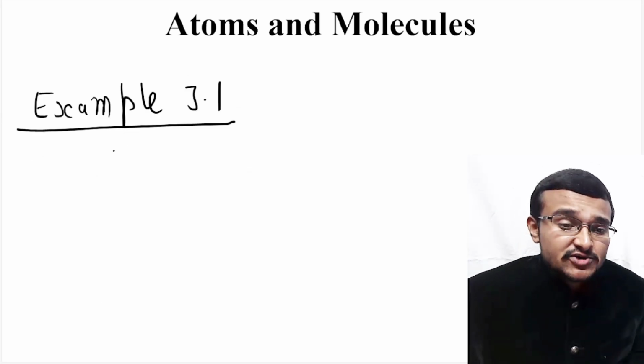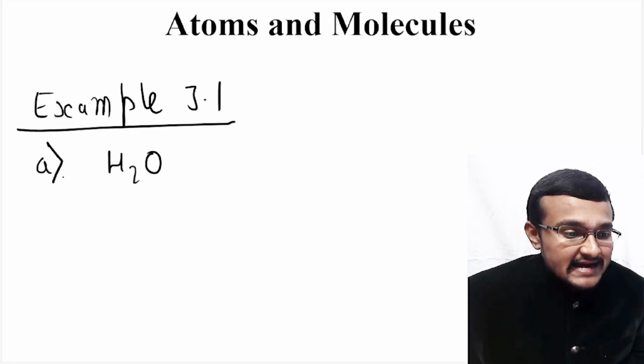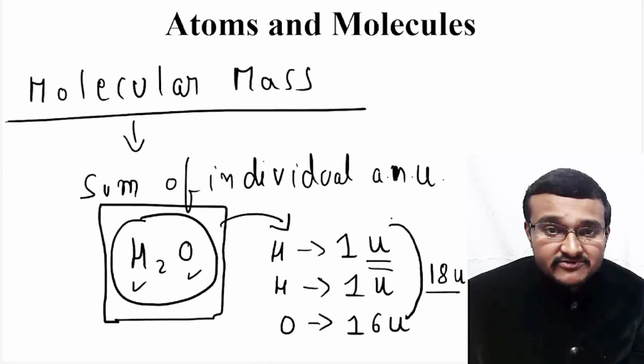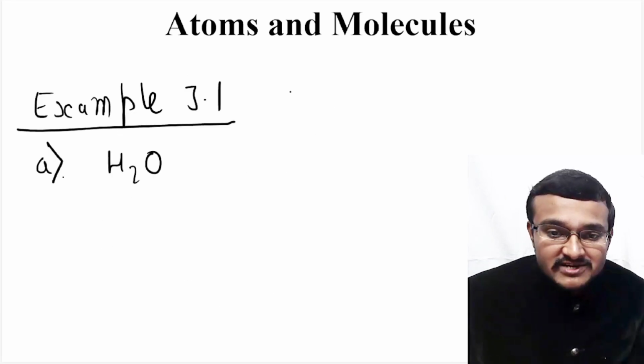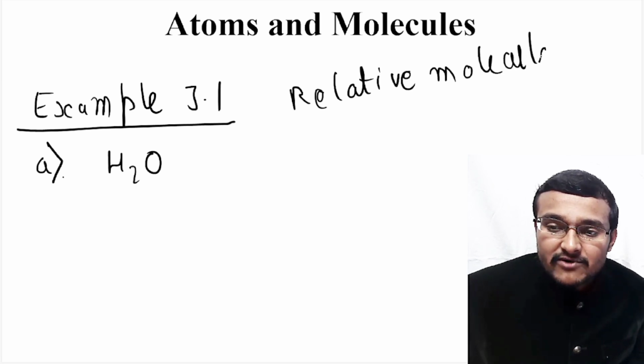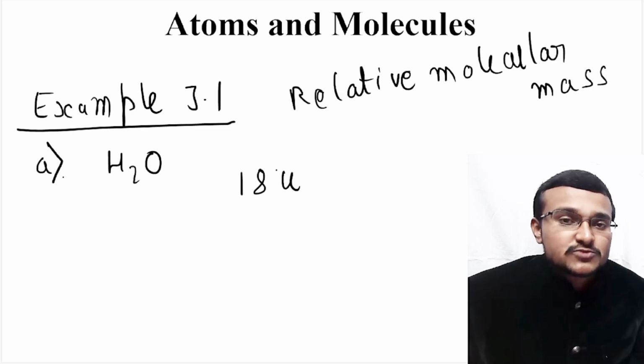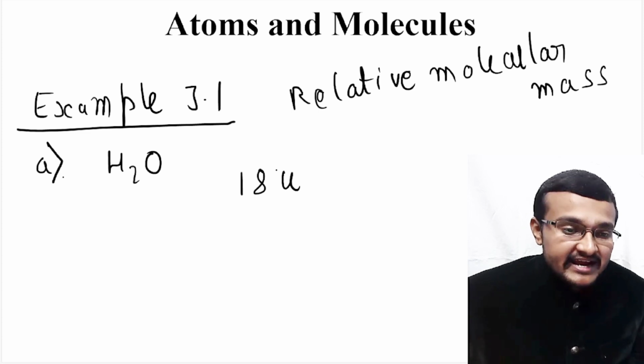So in this particular chapter you have example 3.1. In that first A question they have asked to calculate relative atomic mass of H2O. Here atomic mass unit will be applied for individual atom. When you consider molecular mass at that particular time, you should always use the term known as relative molecular mass. So now I have already calculated relative molecular mass of this particular molecule, that is 18U, because 1 plus 1 plus 16 is 18.